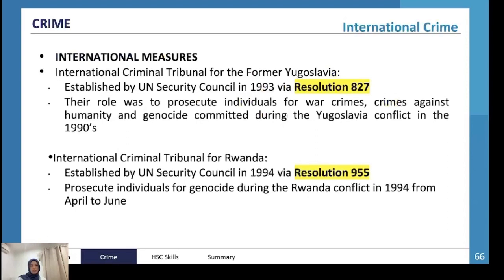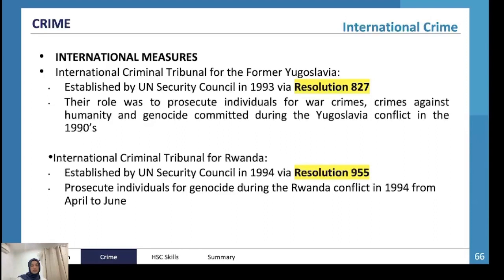International measures. The International Criminal Tribunal for the former Yugoslavia was established by the UN Security Council in 1993 via Resolution 827. Their role was to prosecute individuals for war crimes, crimes against humanity, and genocide committed during the Yugoslavia conflict in the 1990s. So basically, there are specific tribunals for these specific crimes, like genocide, crimes against humanity, and war crimes. The other one is that for Rwanda, which followed a similar suit. It was established by the UN Security Council in 1994 via Resolution 955, and it was to prosecute individuals for genocide during the Rwanda conflict of 1994 from April to June.